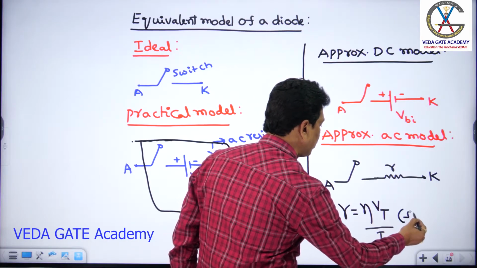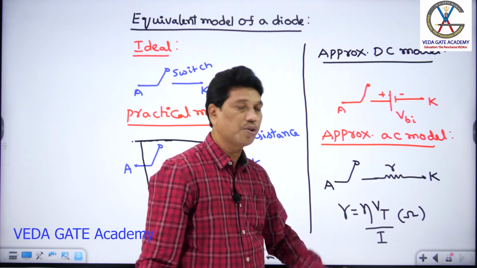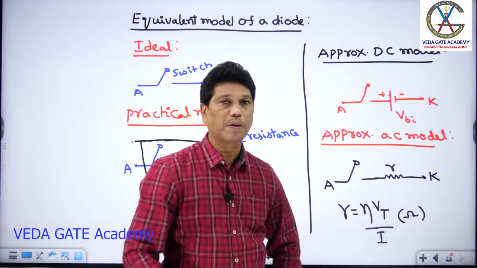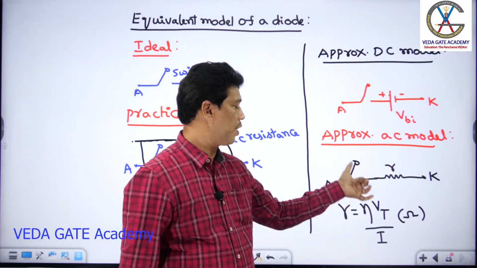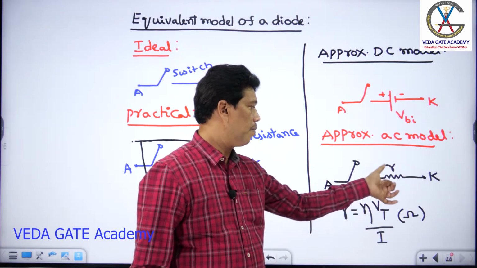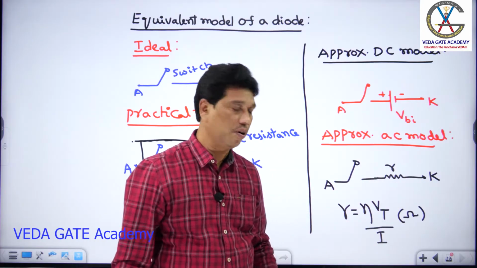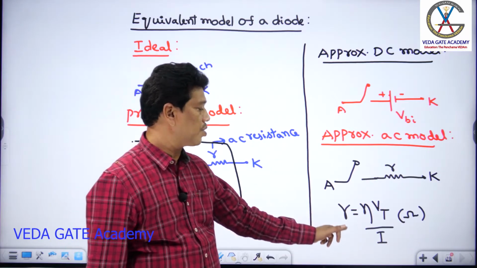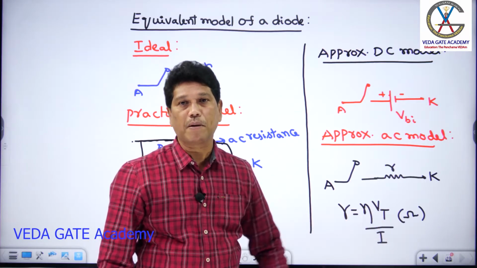ohms. R equals eta Vt by I, where eta stands for ideality factor, Vt stands for thermal voltage, and I stands for current in forward bias. So this resistance is valid to use whenever the switch is closed. I told you that the switch is commonly closed in forward bias. Based on that, the dynamic resistance of a diode is commonly considered in forward bias mode, where I stands for the DC current of forward bias. You are calculating the AC resistance in terms of DC bias current. That is most valid to use in amplifier circuits.